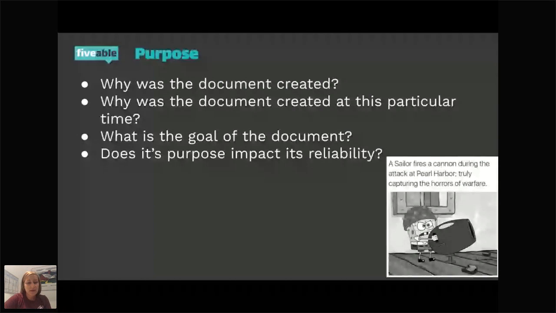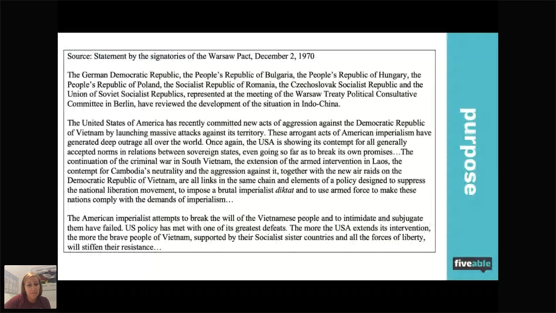So here is a statement by the signatories of the Warsaw Pact, December 2nd, 1970. If you know what the Warsaw Pact is, high five. If you don't, you'll learn. So what we're looking at here is a document. We have the date again, and then in the front part, we're going to skip through that first paragraph because it just tells you the countries that are signing this statement of the Warsaw Pact, and we'll look at those 2 sentences. Like a bedtime story, I'll read for you.